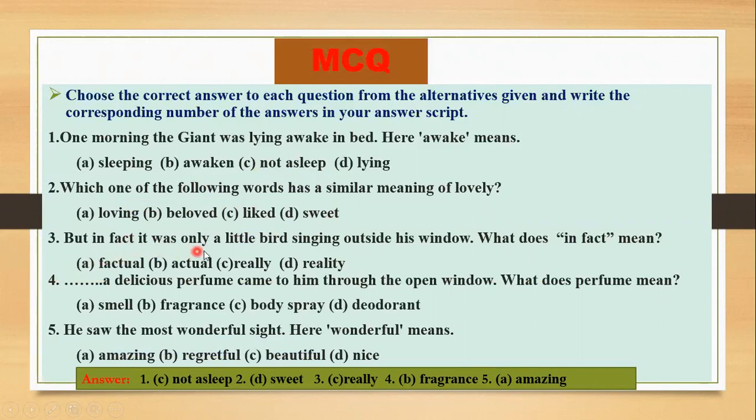But in fact, it was only a little bird singing outside his window. What does in fact mean? In fact means really. Option C is correct. Number 4, a delicious perfume came to him through the open window. What does perfume mean? Perfume means fragrance. Option B is right. Number 5, he saw the most wonderful sight. Here, wonderful means amazing. Option A is correct.